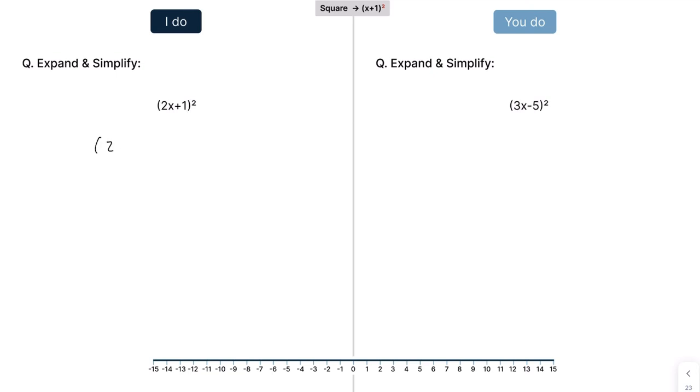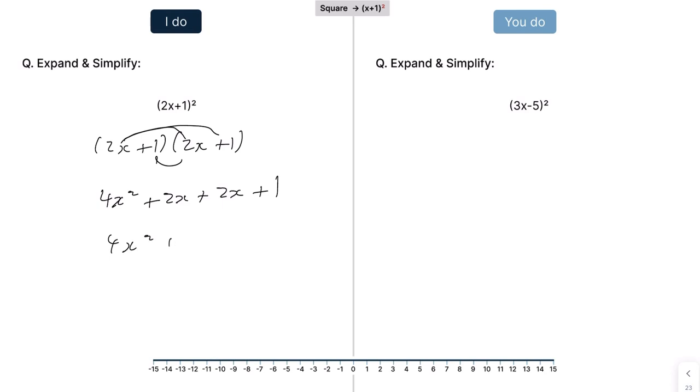And again, exact same thing with this one. So we have x plus 1 and then 2x plus 1. And that's going to become 4x squared. And that's going to be 2x plus 2x plus 1, which is 4x squared plus 4x plus 1. And hopefully you've had a go at this one.